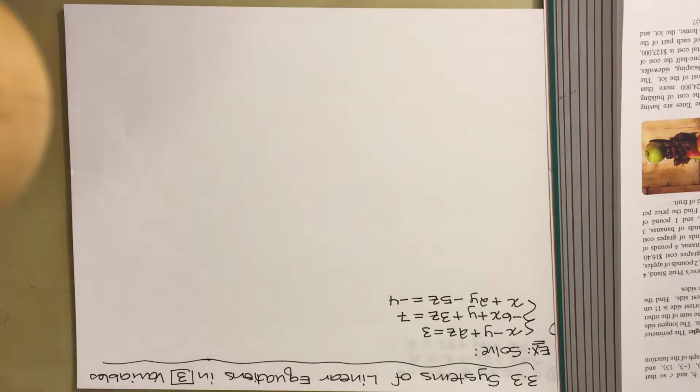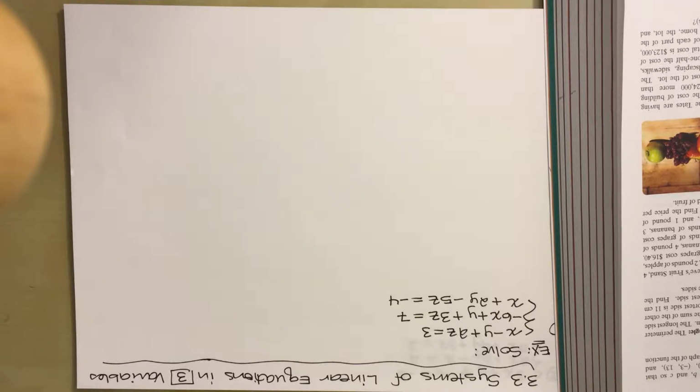Section 3.3, Systems of Linear Equations in 3 Variables. For this section, we're going to look at problems where we have 3 equations and 3 variables. So instead of solving for just x and y, we now have to solve for x, y, and z.